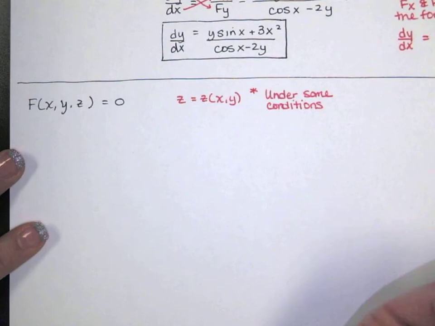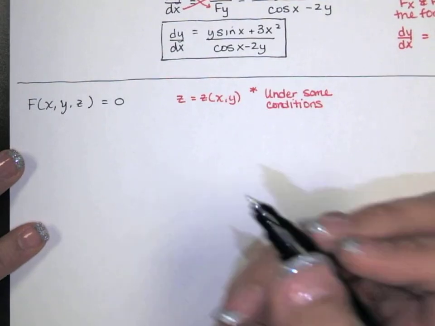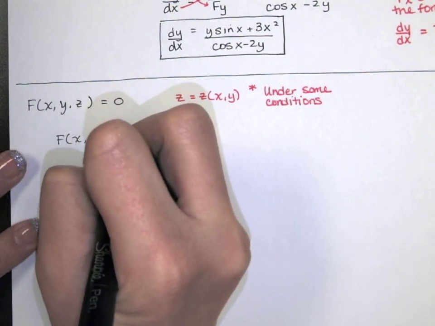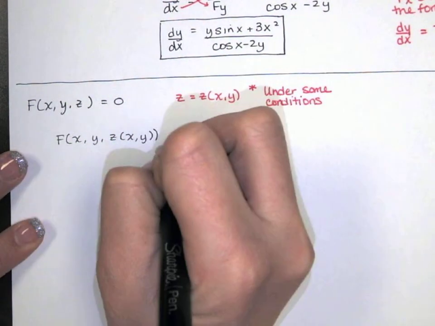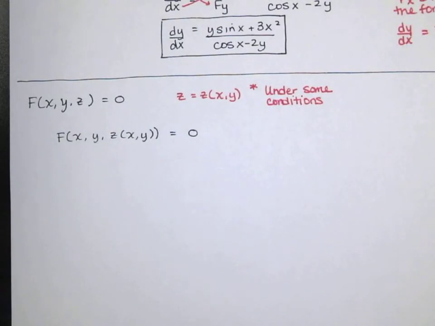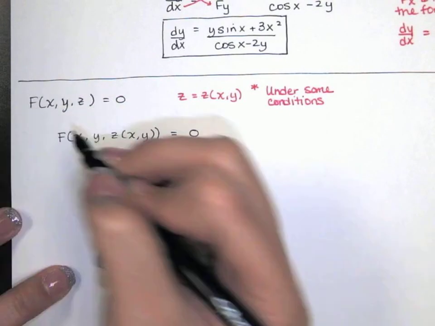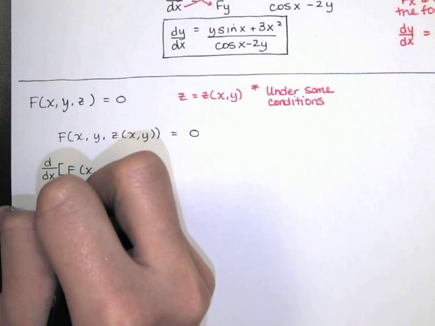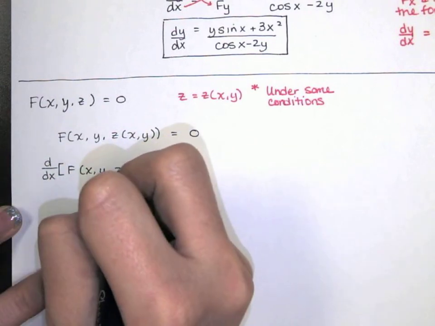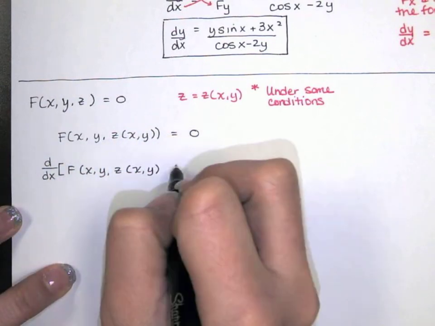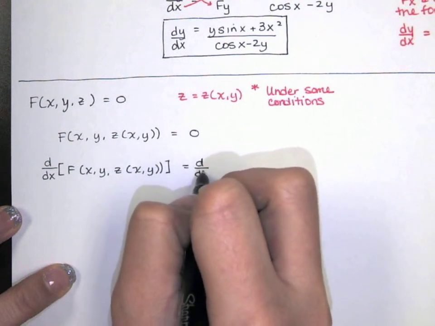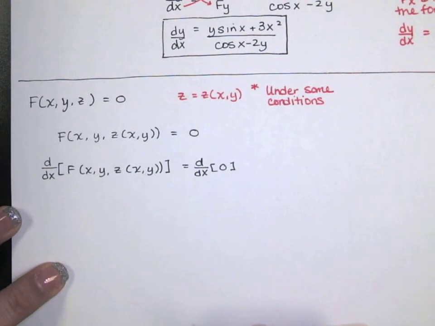If z is a function of x and y, I might be interested in finding its partials with respect to x and y. So let's take a composition of functions here. If I want to know the derivative of this function with respect to x, I can use the chain rule to find it by differentiating both sides with respect to x. And of course the derivative of 0 with respect to x is just 0.